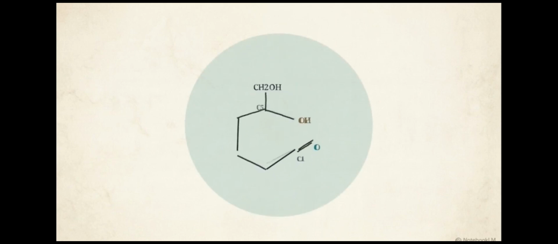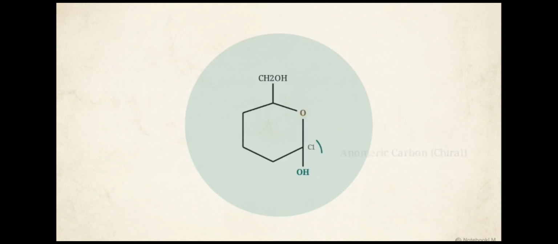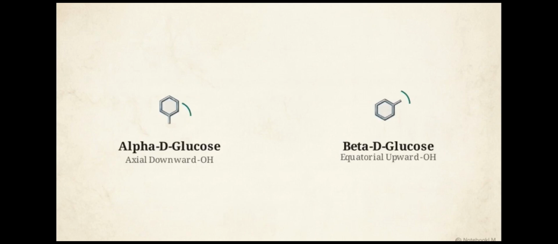This diagram shows the linear Fischer projection of open-chain D-glucose. In an aqueous environment, this chain folds to form a six-membered Haworth-Pyranose ring. The ring closes via a specific mechanism. The C5 hydroxyl group executes a nucleophilic attack on the C1 carbonyl group. This reaction locks the molecule into a ring, generating a new chiral center at carbon 1, the anomeric carbon.